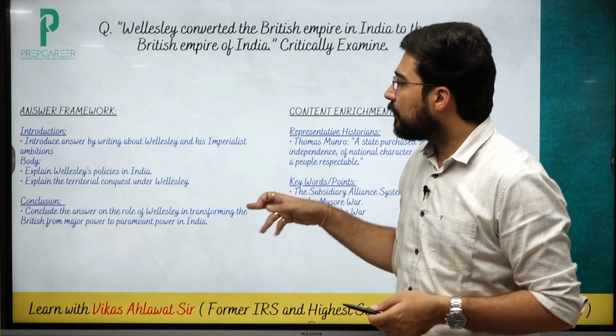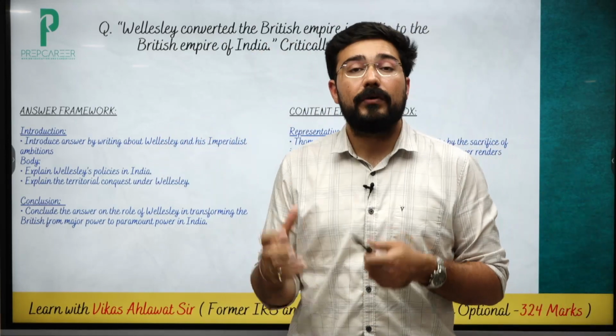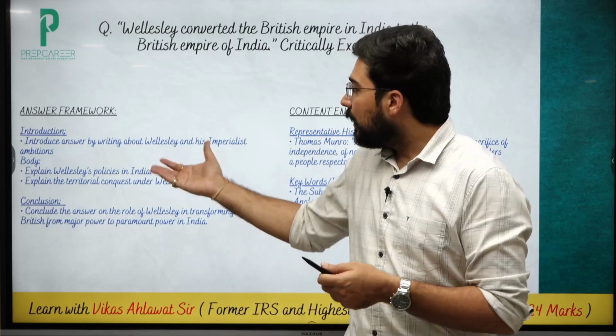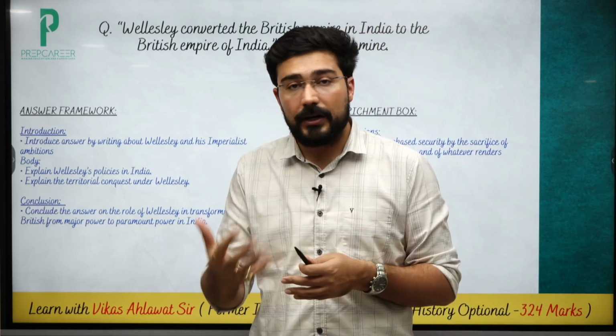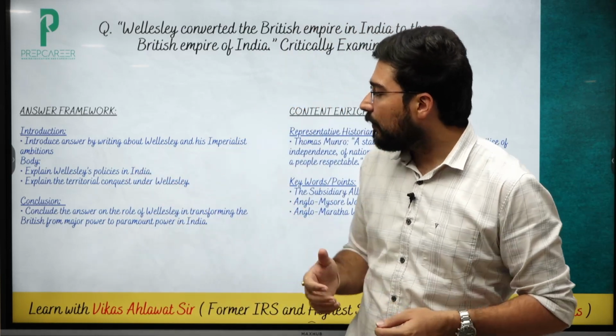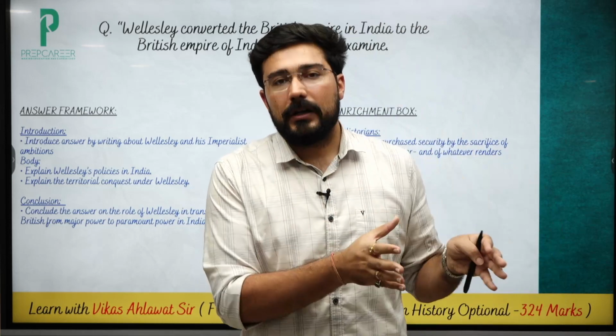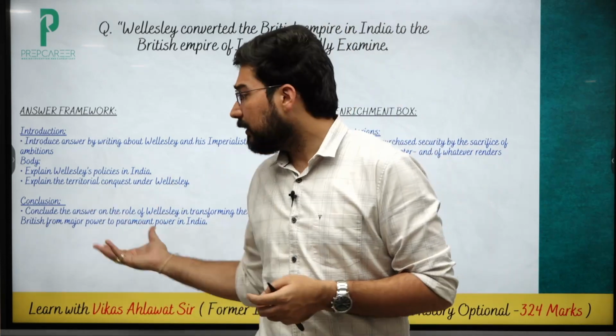So if we see this question, the introduction can be writing about Wellesley, his imperialist ambition, or we can even mention the historian. Explain his policies, explain the territorial context under Wellesley. We can then highlight the limitations. Then we can talk about the conclusion also, in which he transformed the British from a relatively smaller power to a very paramount power. That can be written in the conclusion.